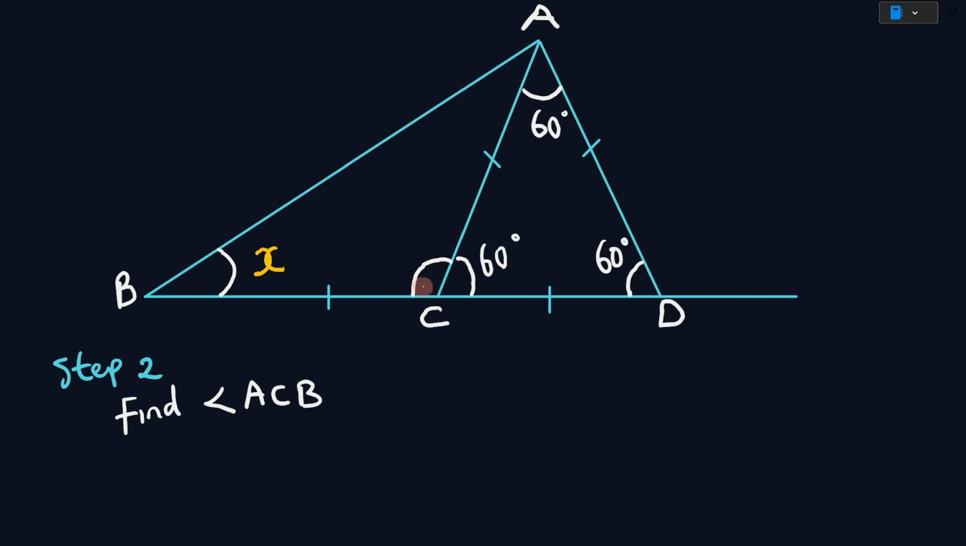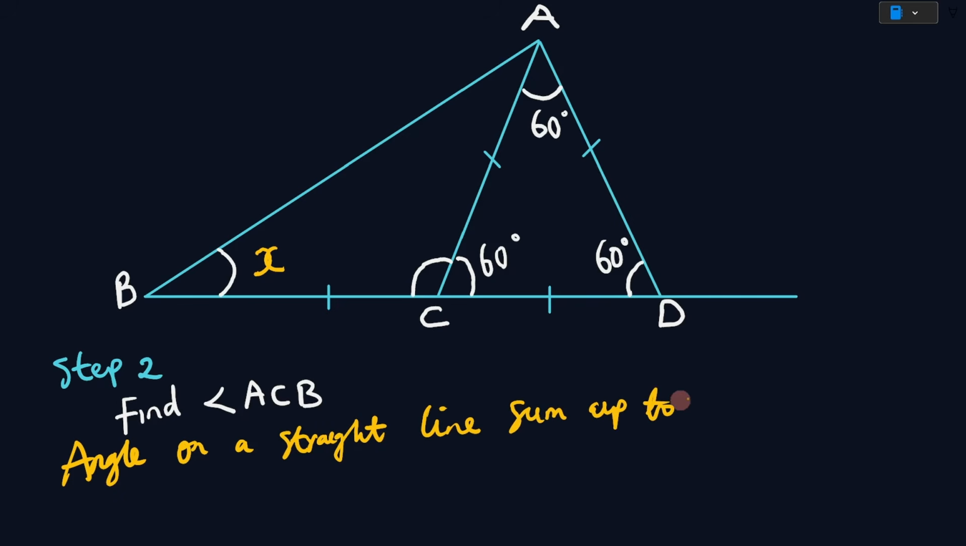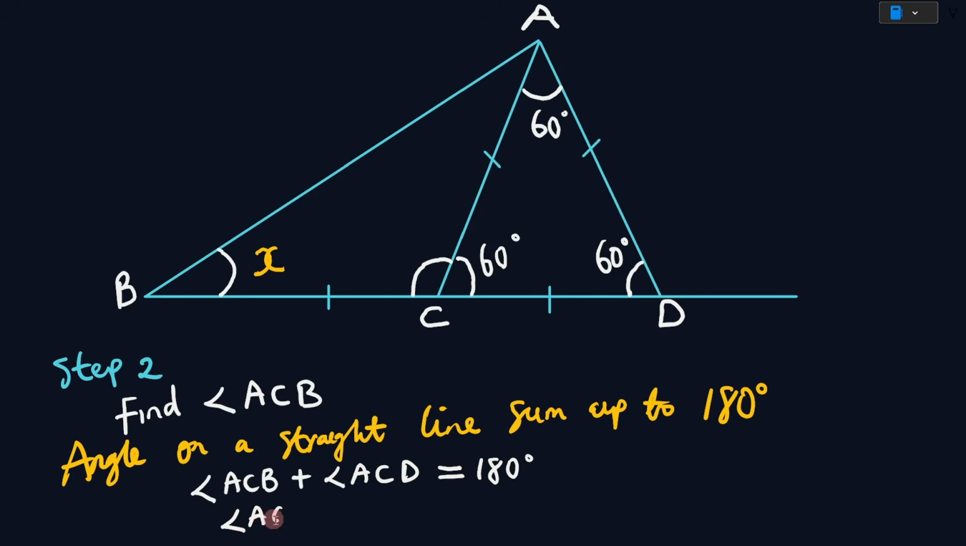To find angle ACB, we can see that angle ACB is on a straight line with angle ACD. And there's a rule that says that angles on a straight line sum up to 180 degrees. That means angle ACB plus angle ACD should be equal to 180 degrees. Angle ACB plus, we know that angle ACD is 60 degrees, equal to 180 degrees.